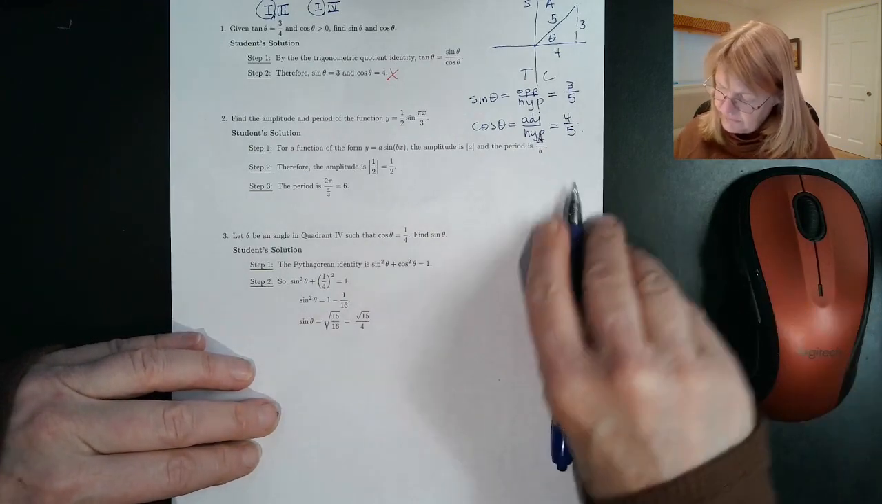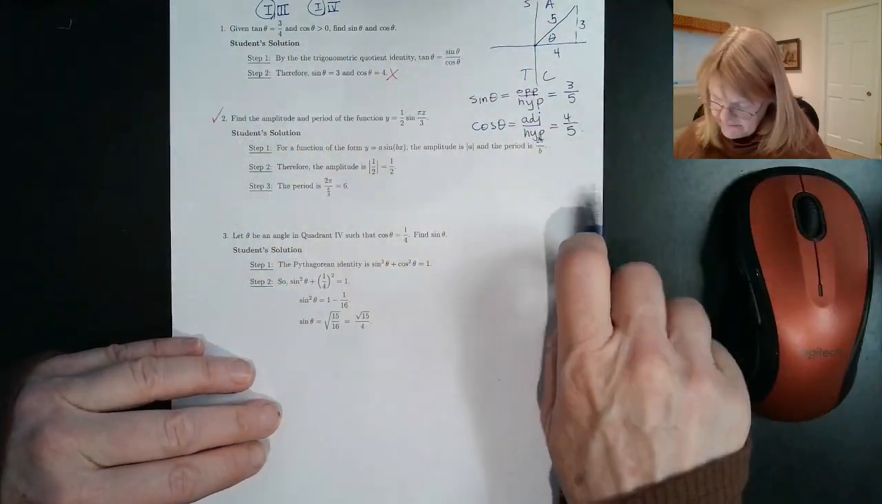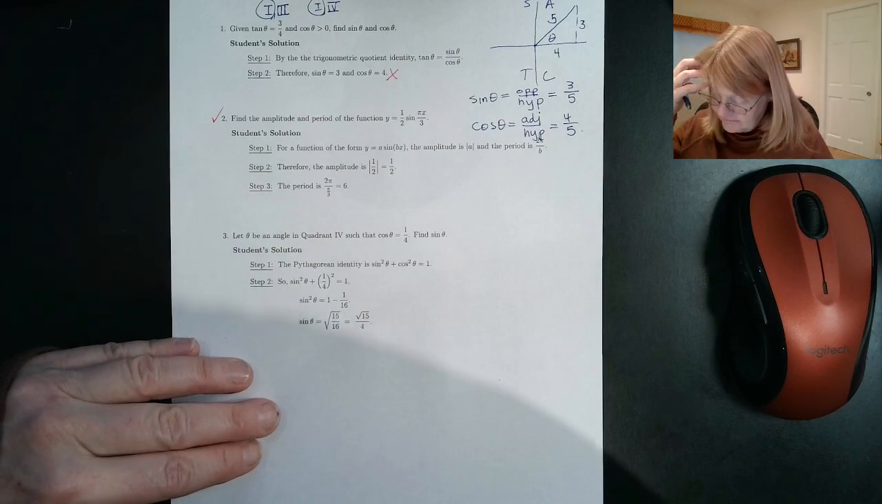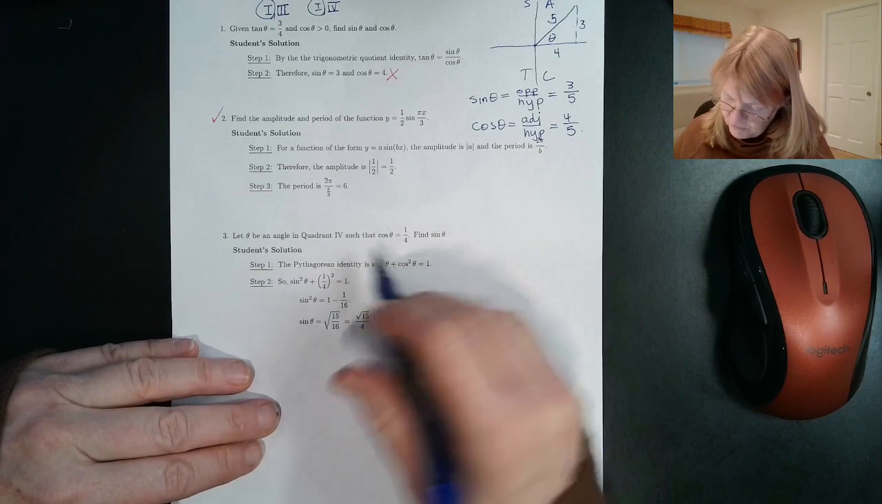Problem 2 is correct. Good job, hypothetical student. Okay, problem 3 is incorrect. Let's look at that. Let theta be an angle in quadrant 4.